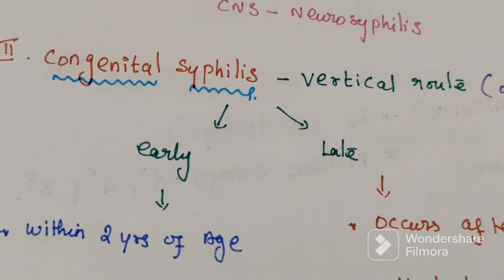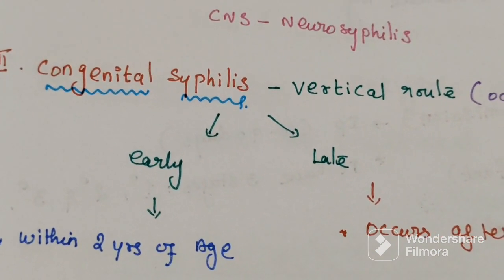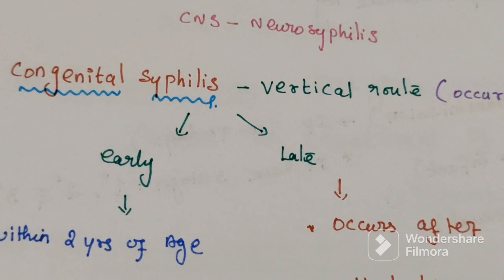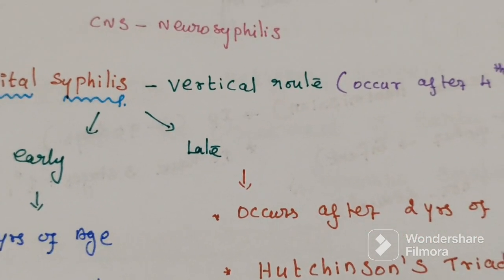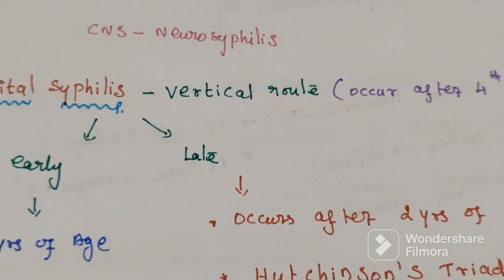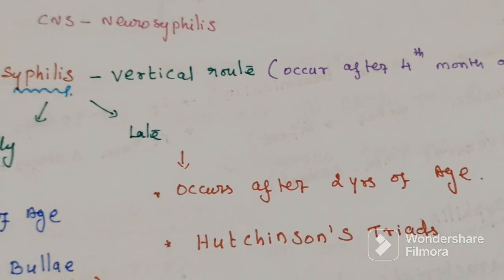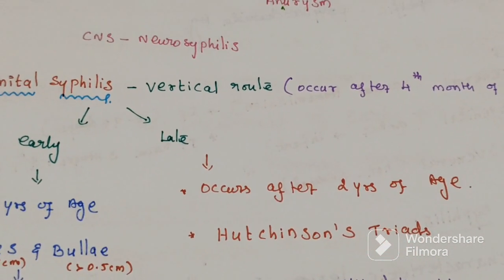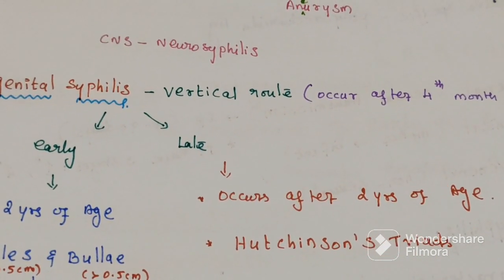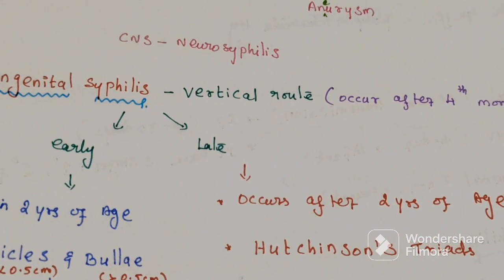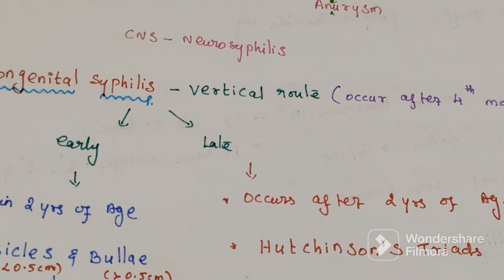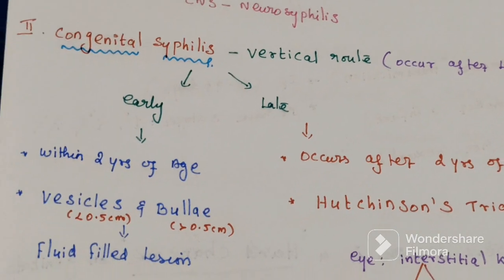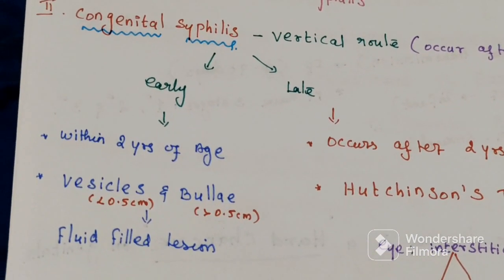The second one is congenital syphilis. This occurs through the vertical route, that is, it is transmitted from mother to child. It has two types: one is early and the second one is late. Early congenital syphilis occurs within 2 years of age.